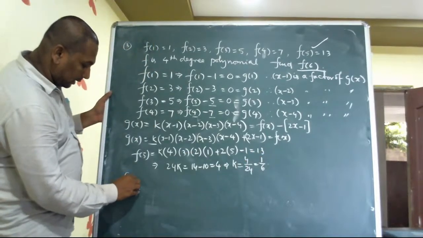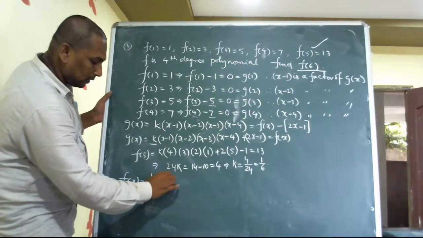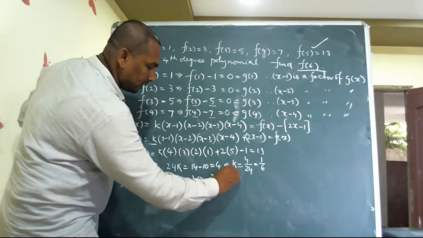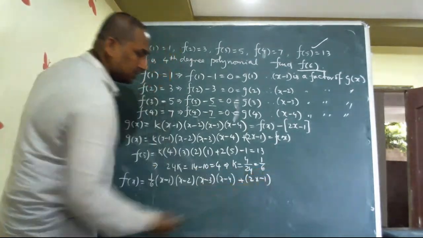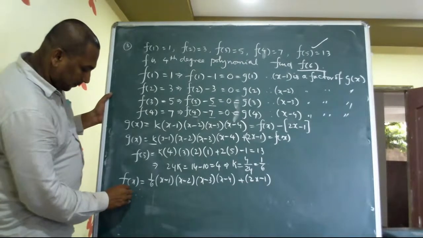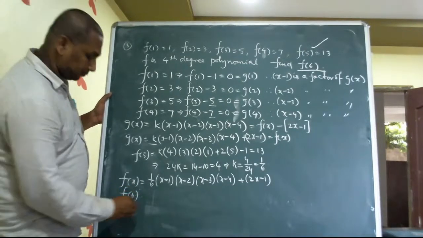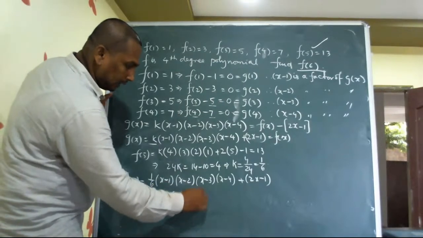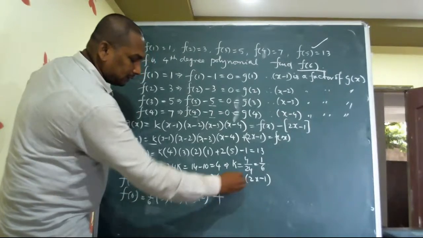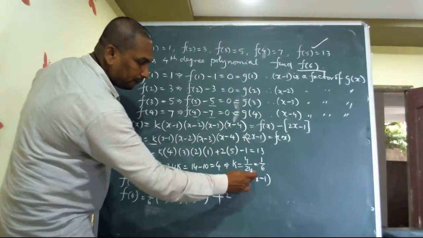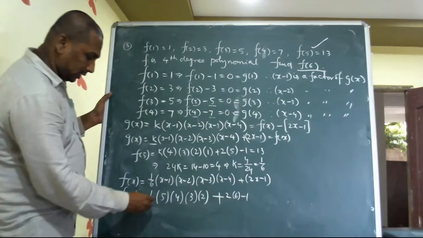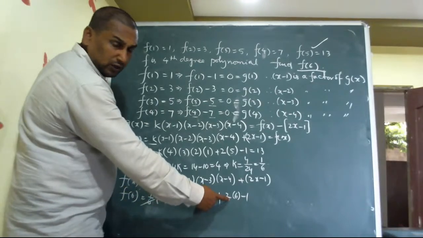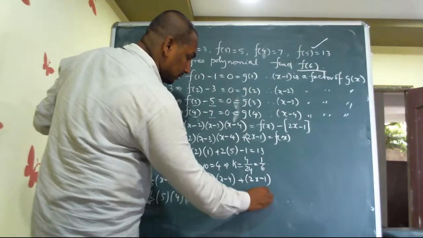Now you know f of x, that is 1 by 6, (x minus 1)(x minus 2)(x minus 3)(x minus 4) plus 2x minus 1. So now find f of 6, what we require. 5, 4, 3, 2 plus 2 times of (6 minus 4). Now see here, 3 by 6 gets cancelled. 20 plus 12, 32 minus 1.